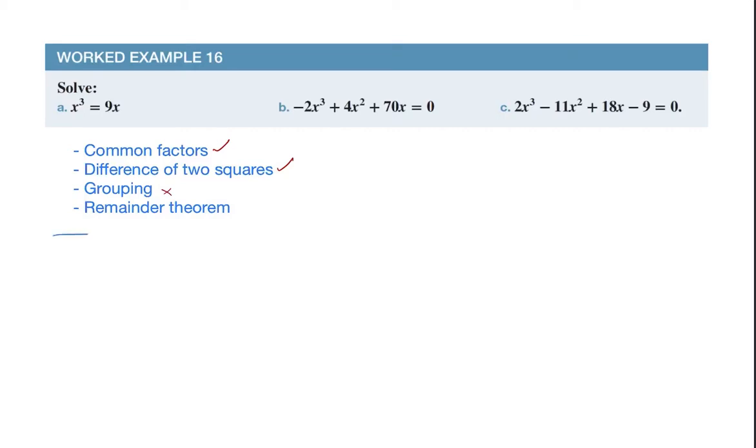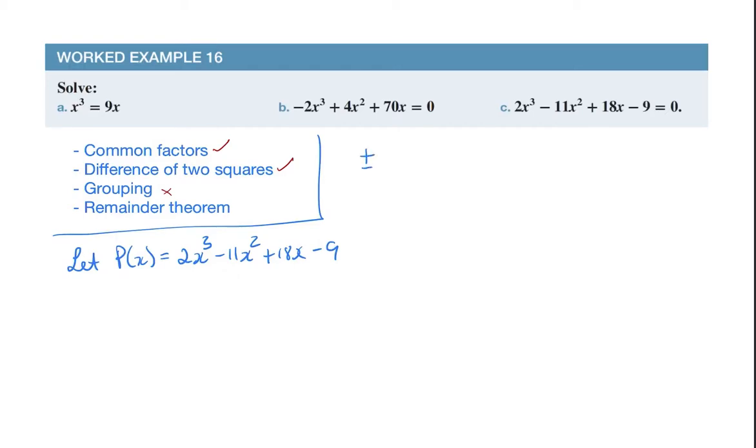Let P(x) equal 2x cubed minus 11x squared plus 18x take 9. First of all, I'm going to look at the 9. To get to 9, the factors are plus or minus 1, plus or minus 9, and for 3, plus or minus 3 as well. So that's the 6 factors that I'm going to look at first.